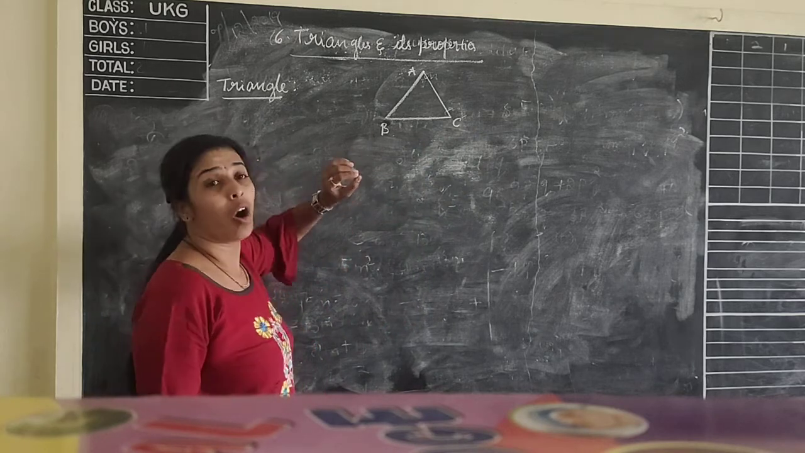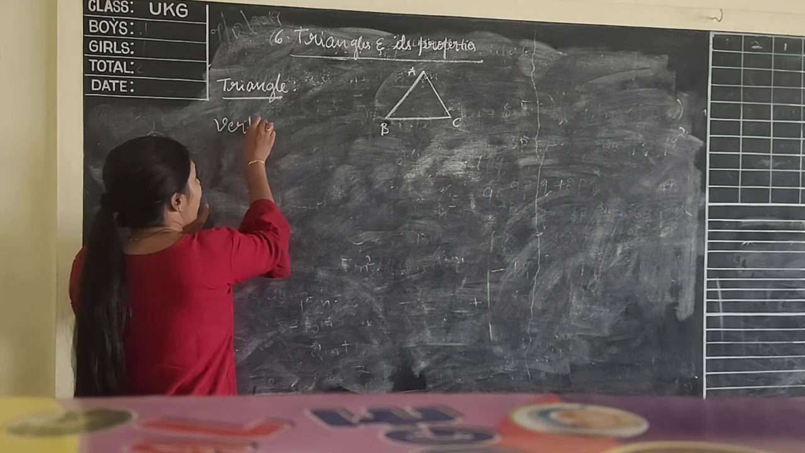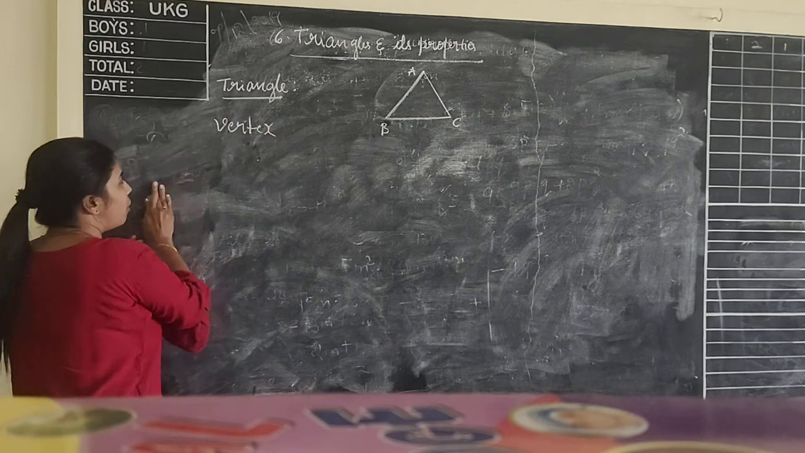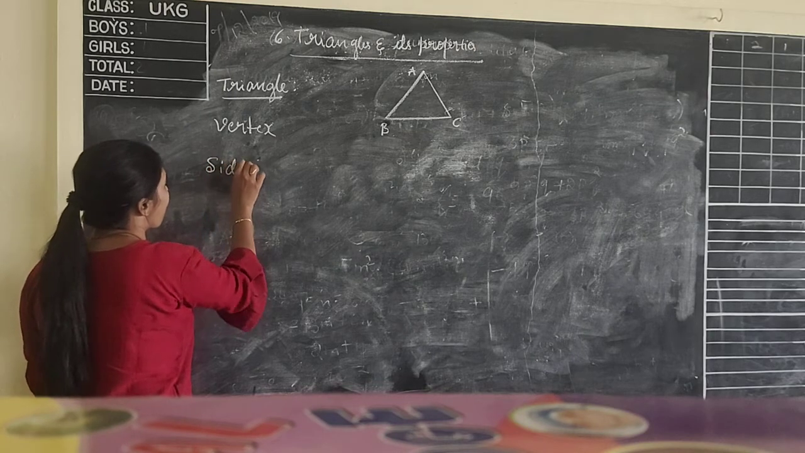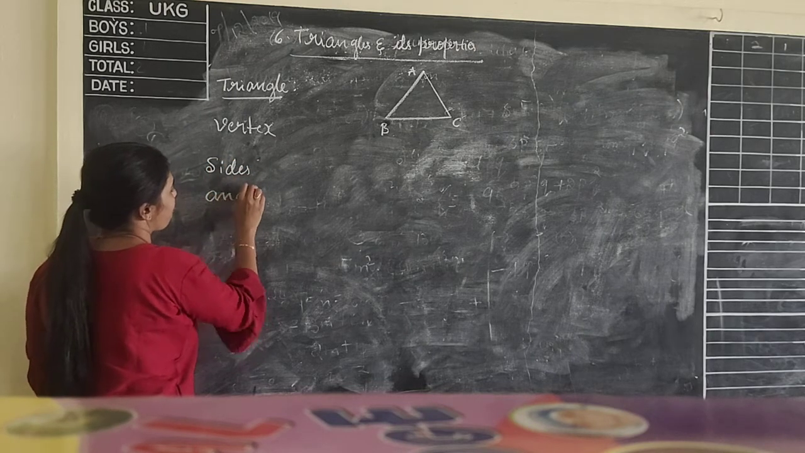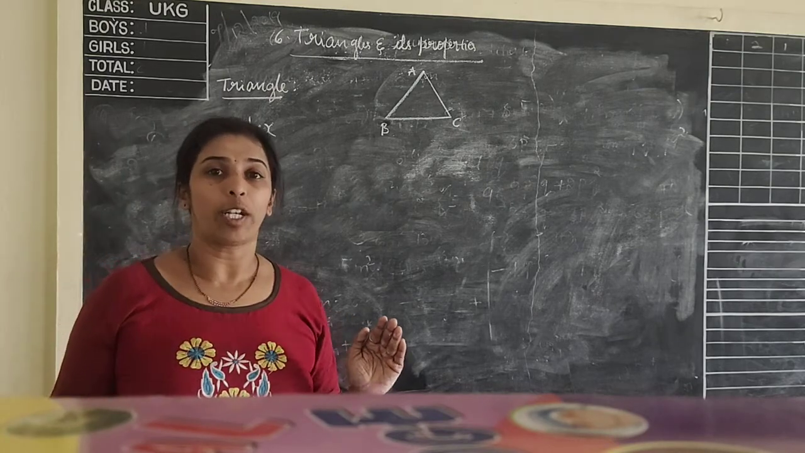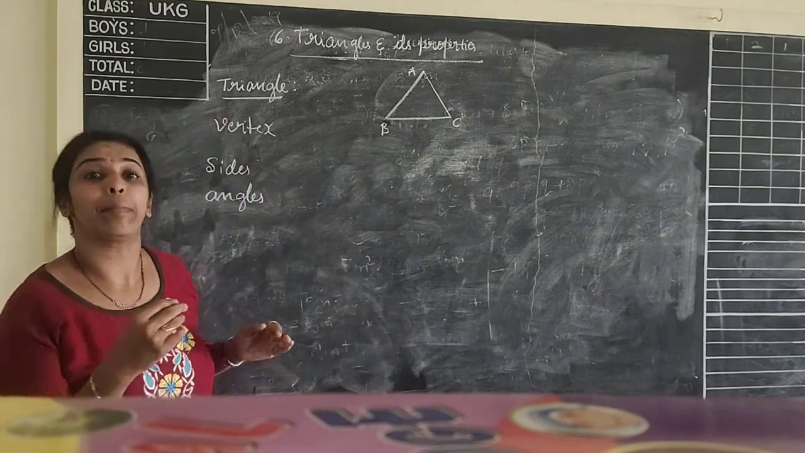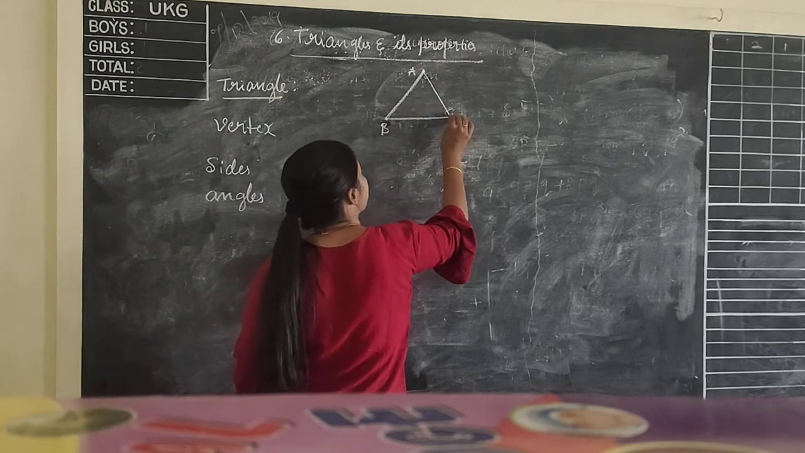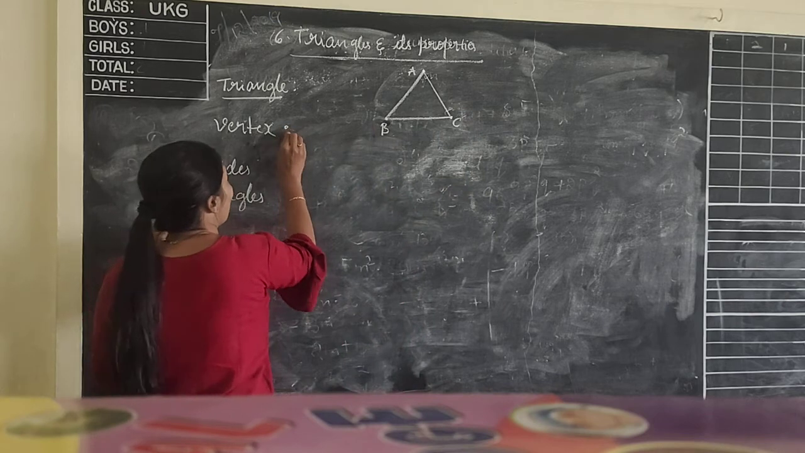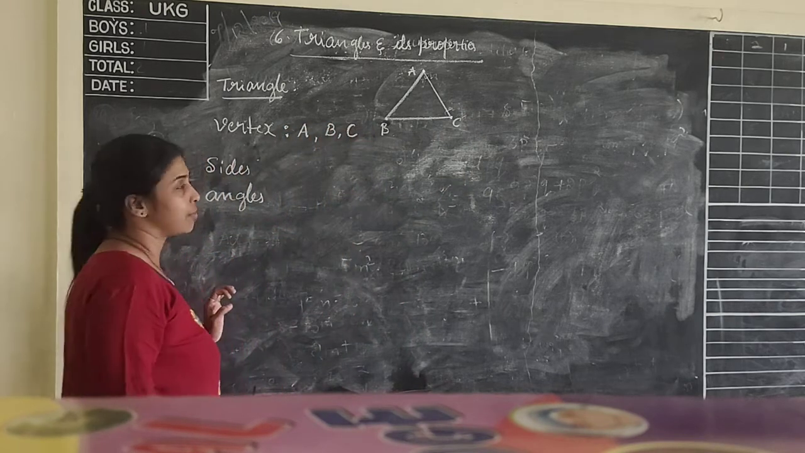Now, in these three things you can see vertex or vertices, sides, angles. Vertex means what? Vertex means the place where two lines join. This sharp place is called a vertex. All three together are called vertices. The plural form is vertices.